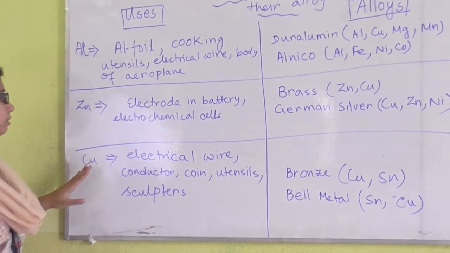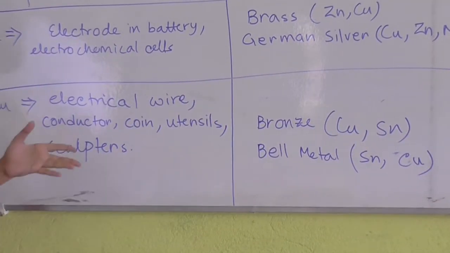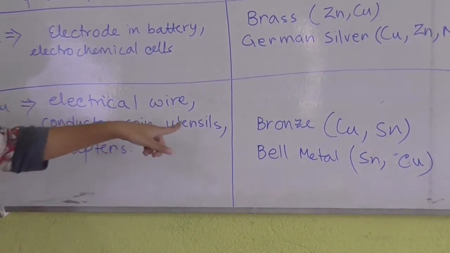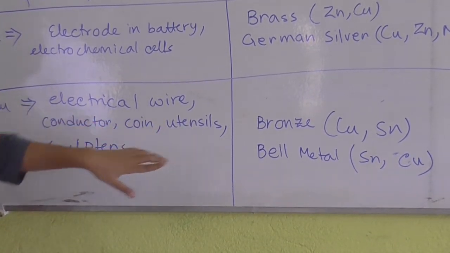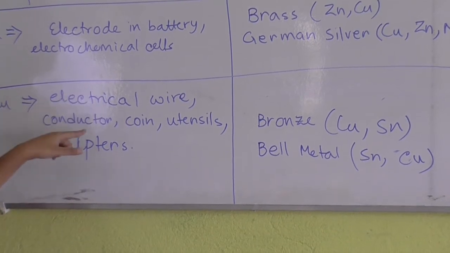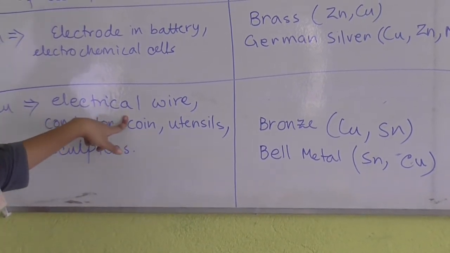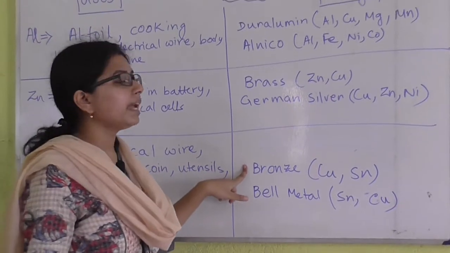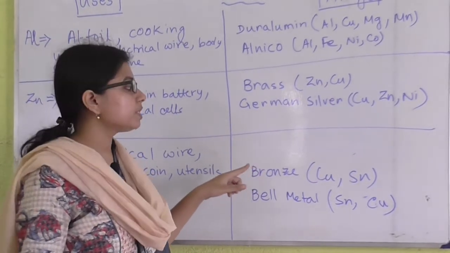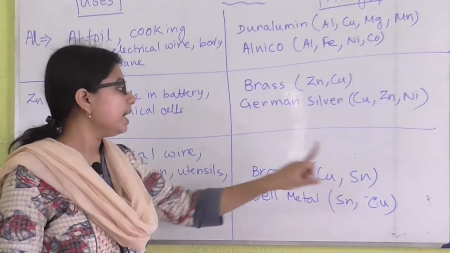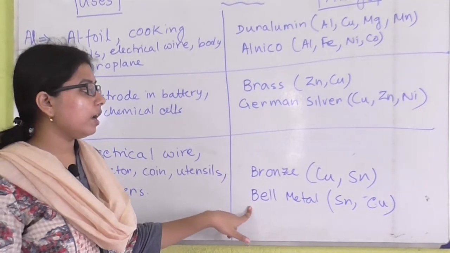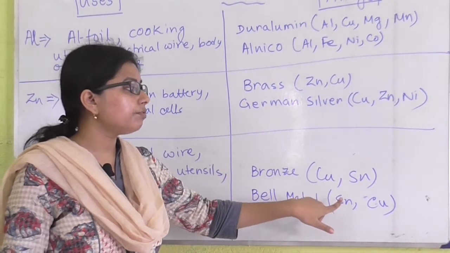And the third metal is copper, and copper is used in coin preparation, in making utensils, sculptures, conductors and electrical wire. And the most common alloy of copper is bronze, which is made up of copper and tin. And the second alloy is bell metal, which is made up of tin and copper.